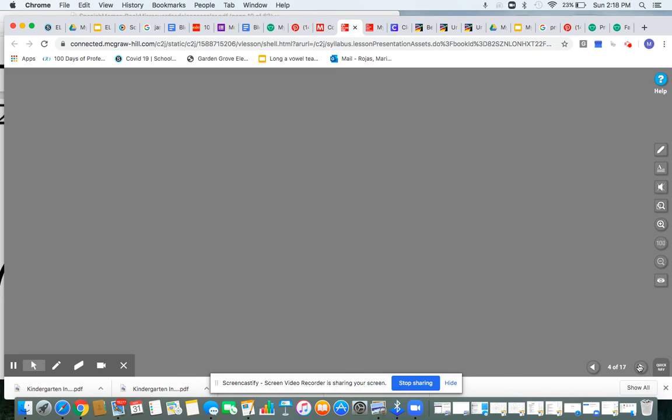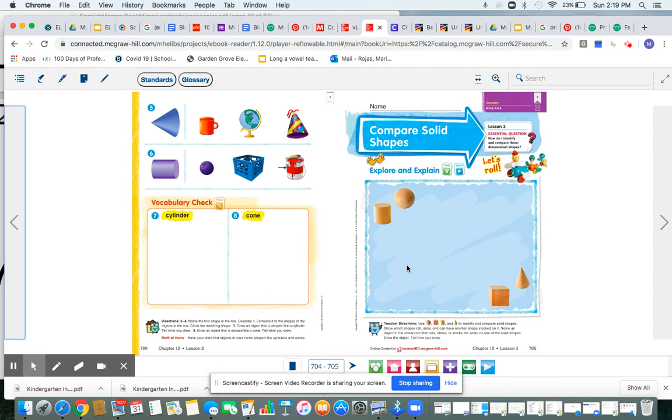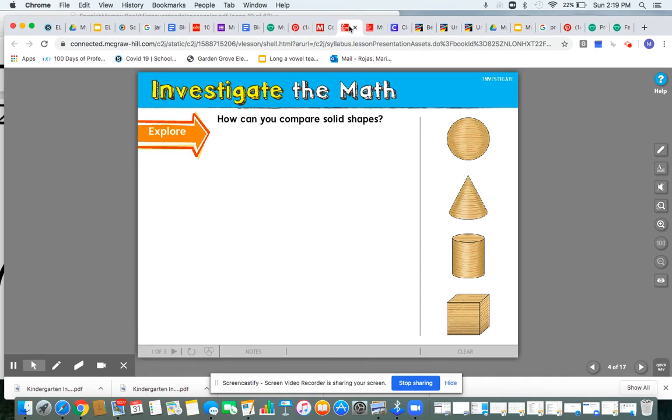We're going to go to the next page. So we're right here. So it says, how can you compare solid shapes? One way we can compare solid shapes is by identifying if they slide or if they can stack or if they can roll. So we're going to go ahead and compare. Let's look at this. If this shape is a sphere, can I stack more spheres on top of it? No, because it would roll off. Okay, so I cannot stack more balls on top of it.